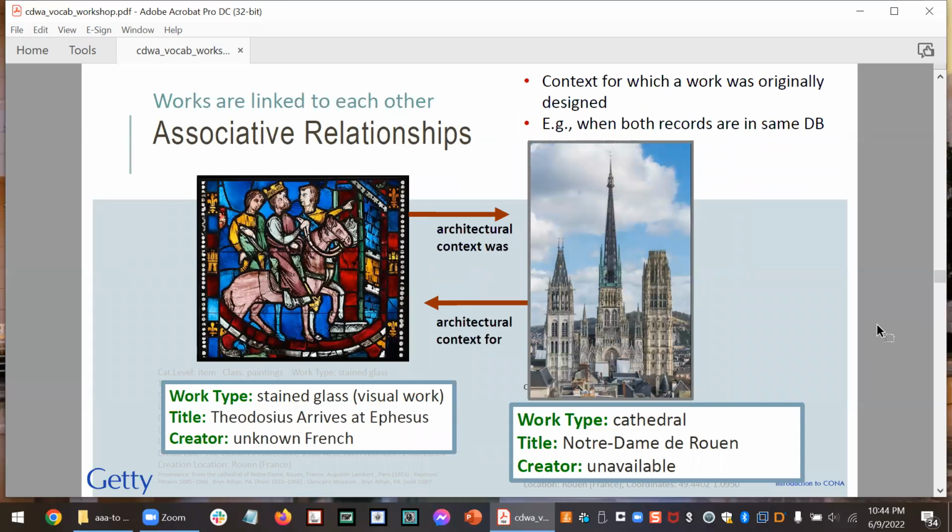If you're including architecture in your database, you can perhaps indicate the architectural context. So for example, the stained glass was originally in the Cathedral of Rouen, and you would link those.